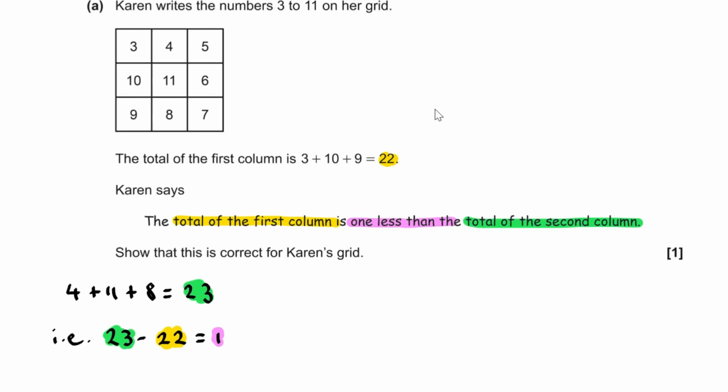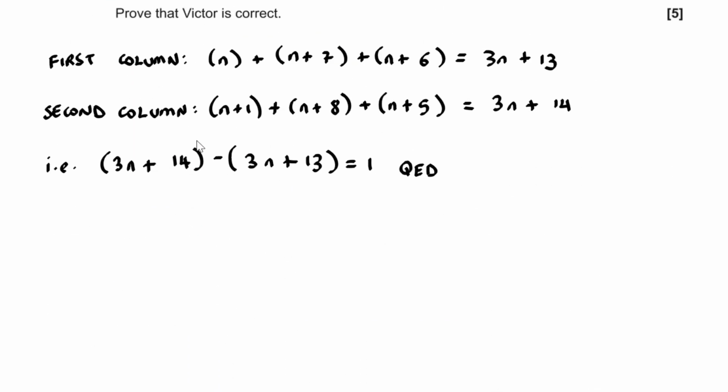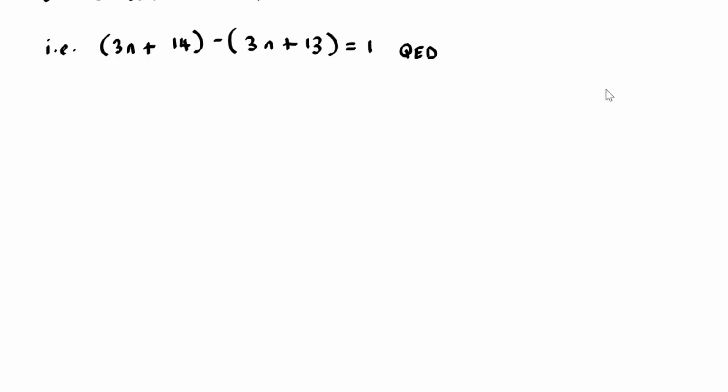Okay, so if we go back here, just to make this clear. We start here, and then we've got our first, second, third, fourth, fifth, sixth, seventh, and eighth, as we see here. So the difference between the second column and the first column is always 1.